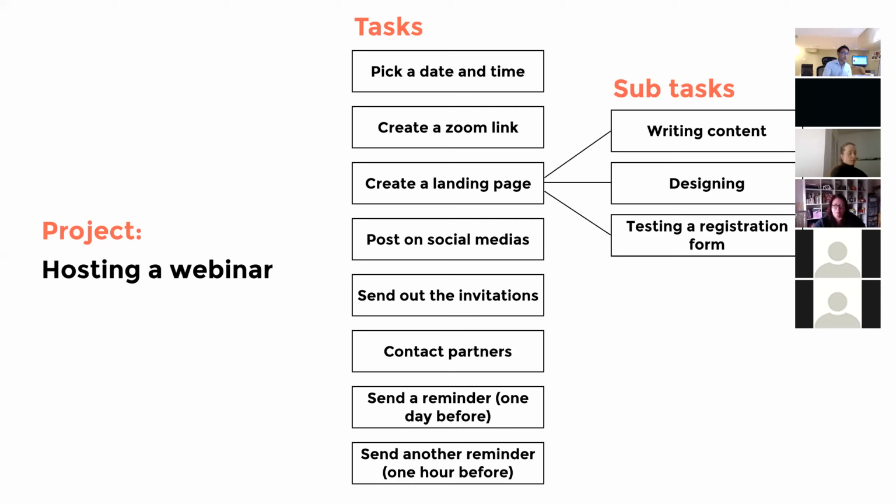Something like we have to pick a date and time. We have to pick a topic. Somebody has to create a Zoom link. Somebody has to create a landing page. Even subtasks too, like write the content. Somebody has to design. Somebody has to create a form and test it and post it on social media to promote, and send out the invitation and contact the partners and send a reminder, send another reminder. So there's a bunch of tasks. Now, that makes sense, right? What's missing though? There's a couple of things missing.